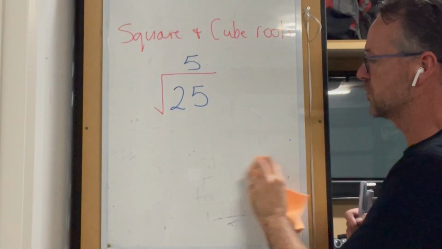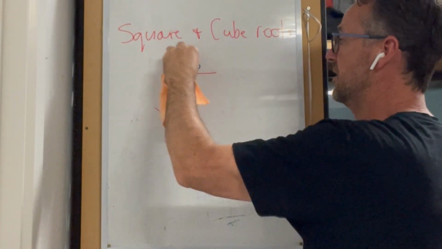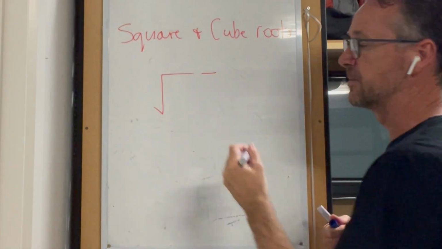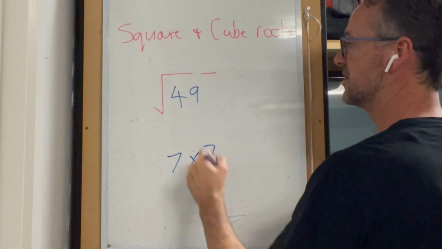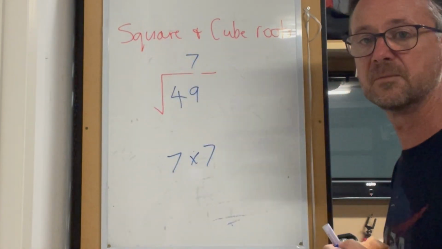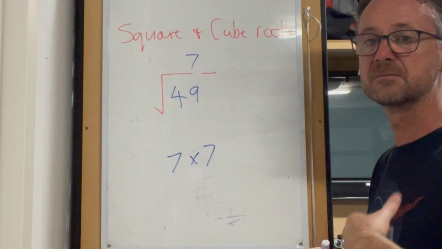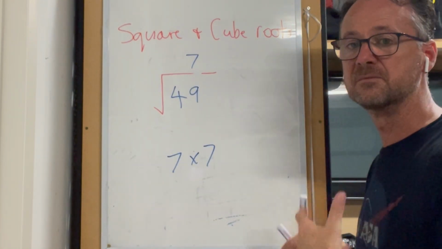Okay. So if the square root of 25 is 5, then the square root of something like, say, 49 is going to be 7 times 7. So the square root of 49 is going to be 7. Okay. Square root of 64 is going to be 8. Square root of 81 is going to be 9.